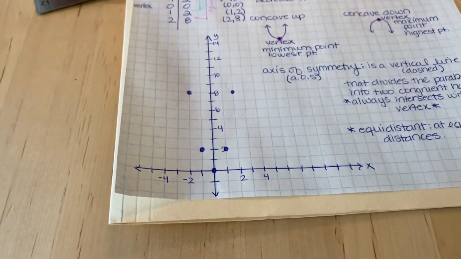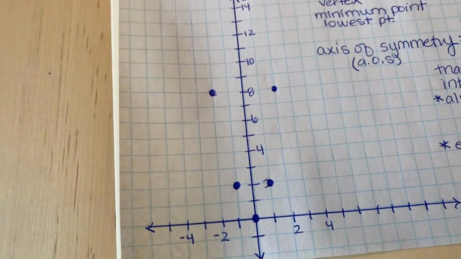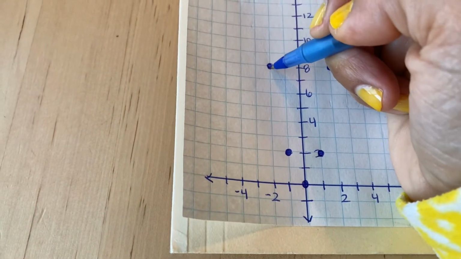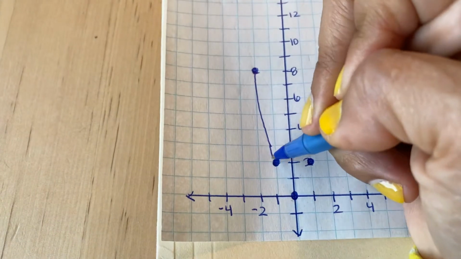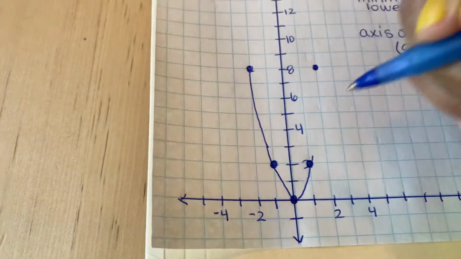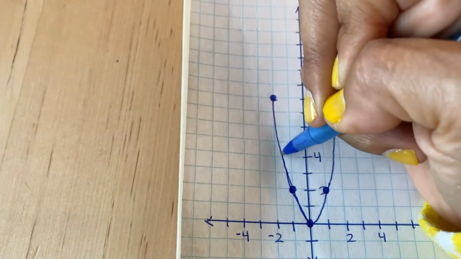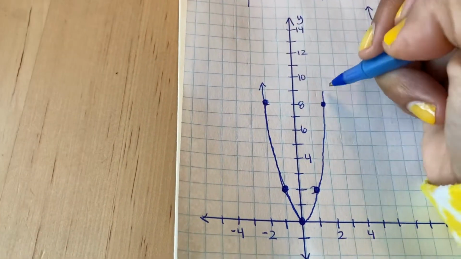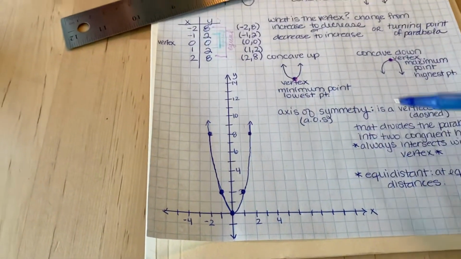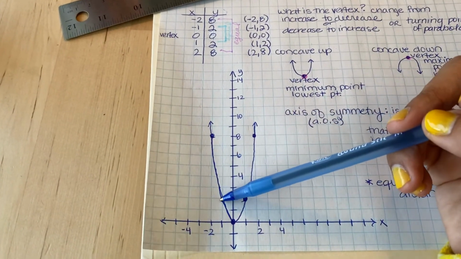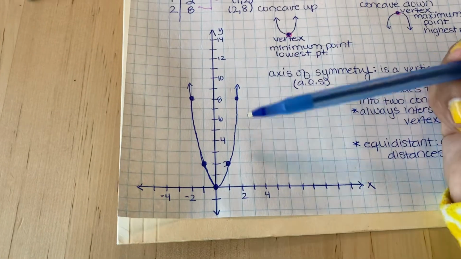We're going to connect the points, and that is our parabola. Now I got to make sure I curve it well. It's supposed to be a curve, but since I'm doing this one-handed, okay, I did the best I can right now. This is our parabola. So here are our points: negative 2, 8, negative 1, 2, 0, 0, 1, 2, 2, 8. Voila, there's your quadratic. It's beautiful.